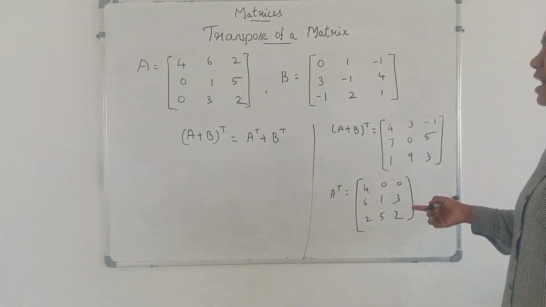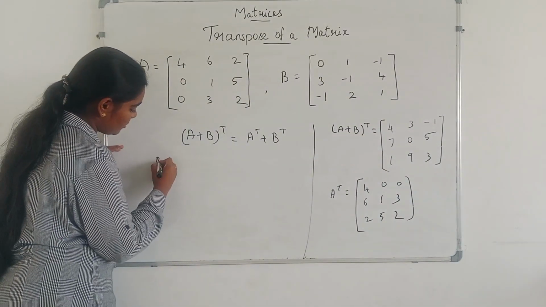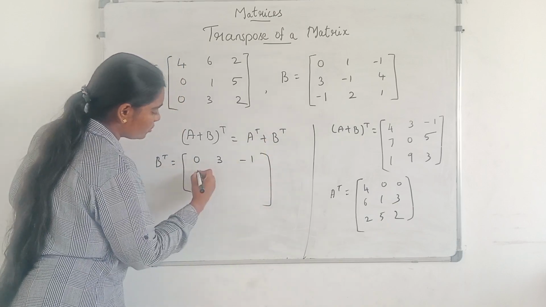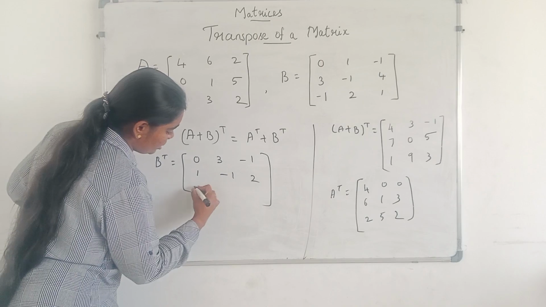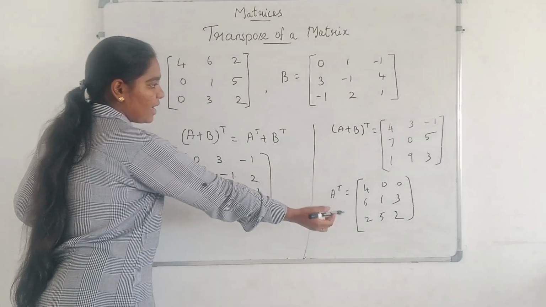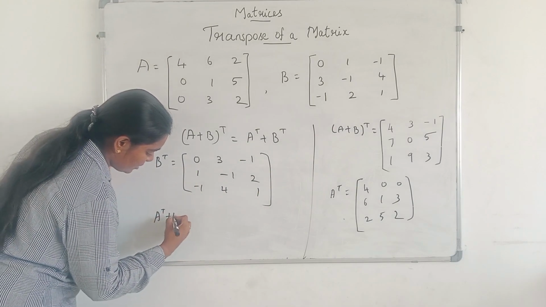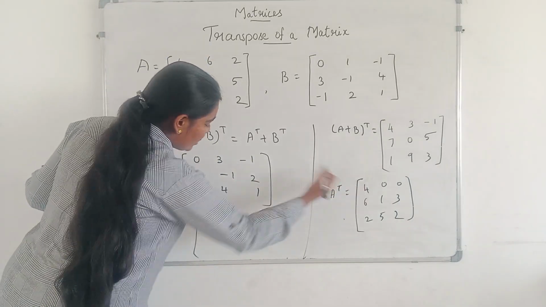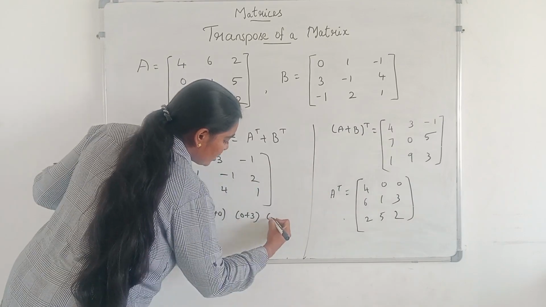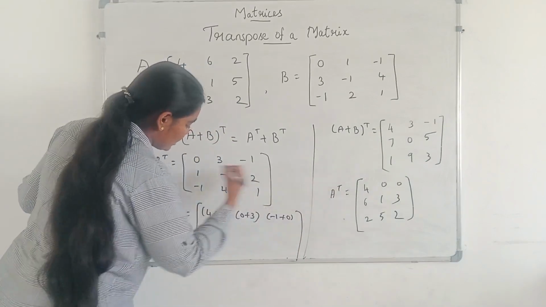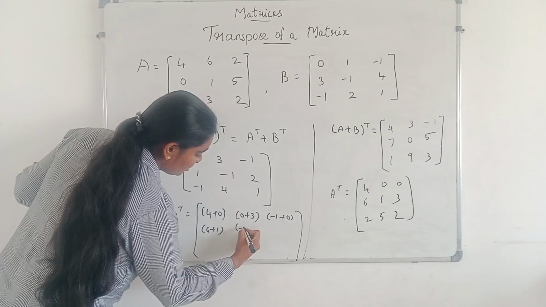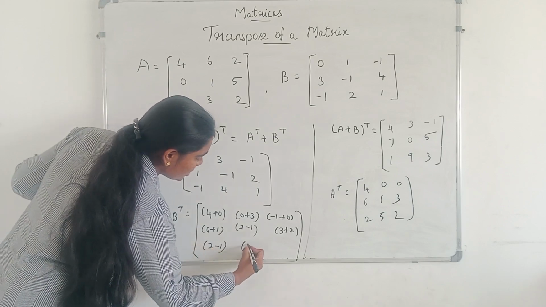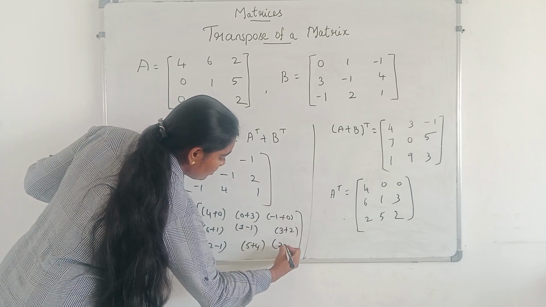Next, we have to find the B transpose. So, B transpose equal to first row 0, 3, minus 1. Second row 1, minus 1, 2. Third row minus 1, 4, 1. Next, we have to add the A transpose and B transpose. So, A transpose plus B transpose equal to first entry with the first entry. So, 4 plus 0. Second one with the second one, 0 plus 3. Third one with the third one, minus 1 plus 0. Next, 6 plus 1. Next, 1 minus 1. 1 minus 1. Next, 3 plus 2. Next, 2 minus 1. Next, 5 plus 4. And at last, 2 plus 1.